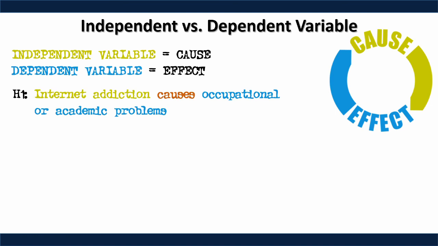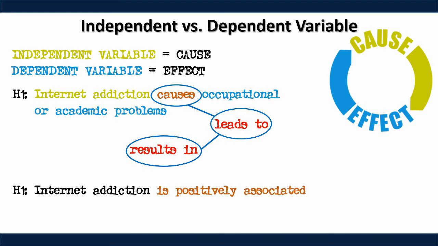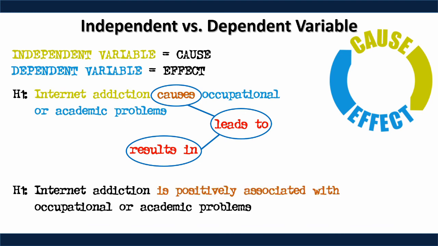What do we look for in causal hypotheses? You might see the words causes, leads to, or even results in, but most of the time the word cause is used. Now here's a tricky one. If I claim that internet addiction is positively associated with occupational or academic problems, you should automatically think to yourself, there's not enough information to determine the cause or effect.